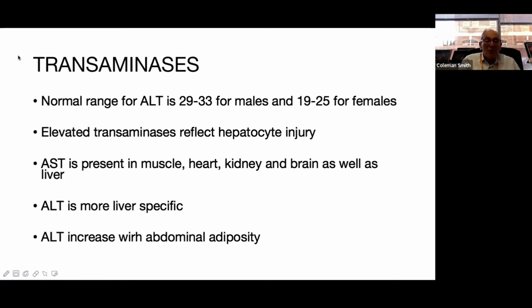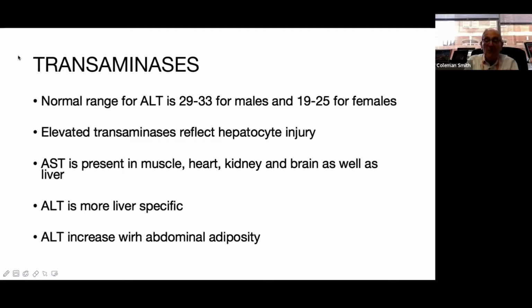The transaminases, the normal range, and we don't usually look at this, but we should. We should separate, especially ALT, difference between males and females. And even though some labs will put the upper limit of normal much higher than what's usually recommended, in males, 29 to 33 is the range for normal, and for females, 19 to 25, just a little bit lower. The elevated transaminases reflect hepatocyte, liver cell injury.